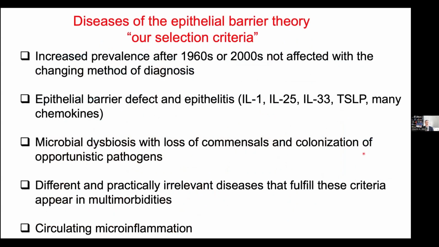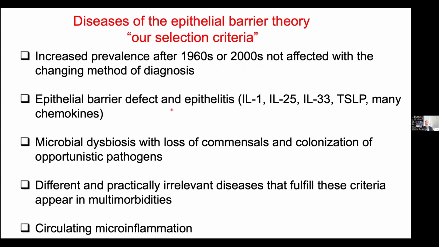So we identified certain diseases that are linked to epithelial barrier theory, and our selection criteria had 5 major factors. We can see that there is increased prevalence of certain diseases after the 1960s or after the 2000s, which are not affected by the changing method of diagnosis. When we look at, for example, eosinophilic esophagitis, we started doing endoscopies in our clinic, and when we were assistants in internal medicine, we were doing gastroscopies. It's the same device. It's hematoxylin eosin staining. Nothing changed after the 1980s, but in the 1980s there was nothing mentioned about eosinophilic esophagitis, and there was not such a disease. But currently we are talking about 40-50 million patients.